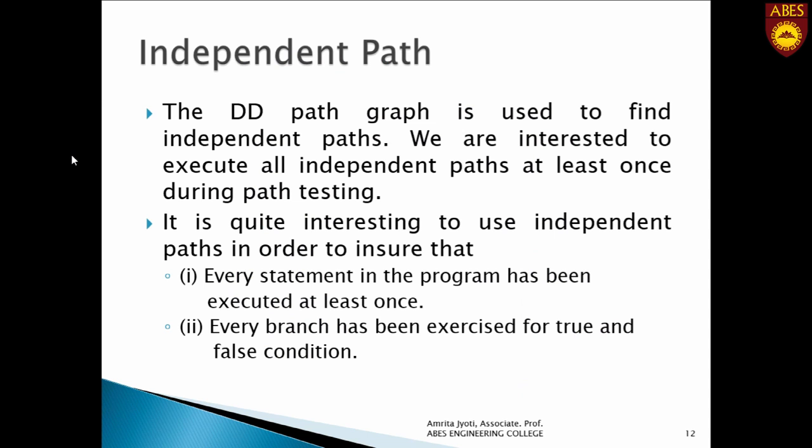Now the independent path. An independent path is any path in the software program that introduces a new set of processing nodes every time, meaning each independent path should be executed at least once during path testing. And about the independent paths, in order to ensure that every statement in the program has been executed at least once, and every branch has been exercised for the true and false condition, or we can say for the 0 or 1 condition.